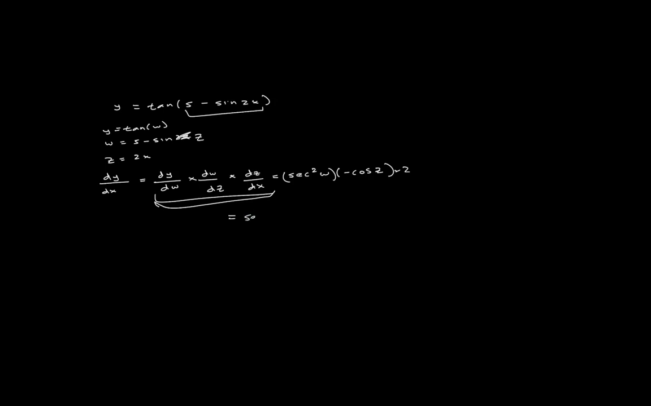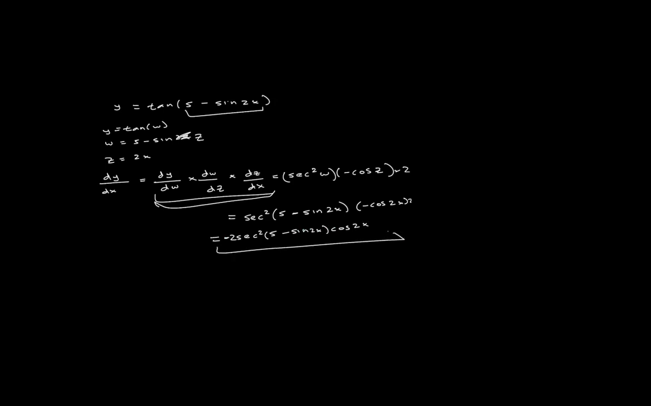So secant squared of 5 minus sine z, but z is 2x, so this will be sine 2x, and then minus cosine 2x times 2. That will just become 2 secant squared of 5 minus sine 2x, and because of the minus cosine, times cosine 2x. So that is our final answer.